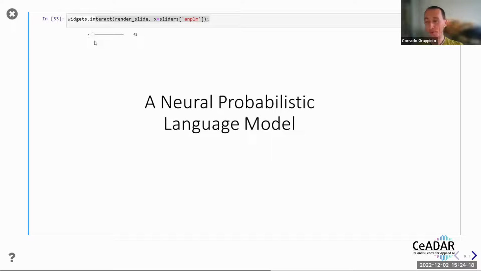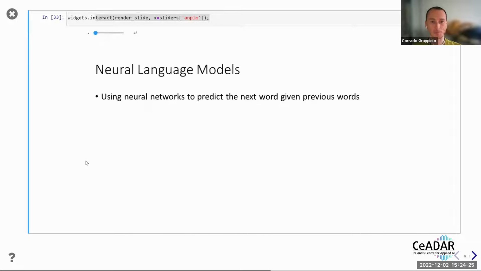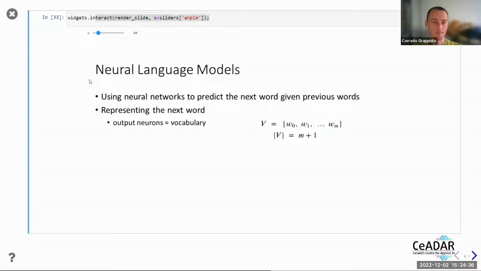move on from generic neural networks and talk again about language models. And let's talk about a neural probabilistic language model. The idea of neural language models is to use neural networks to predict the next word given previous words. So we're still within the same domain that we had with n-grams. Representing the next word in terms of neural networks can be achieved by having a number of output neurons, which is the same as the size of the vocabulary.